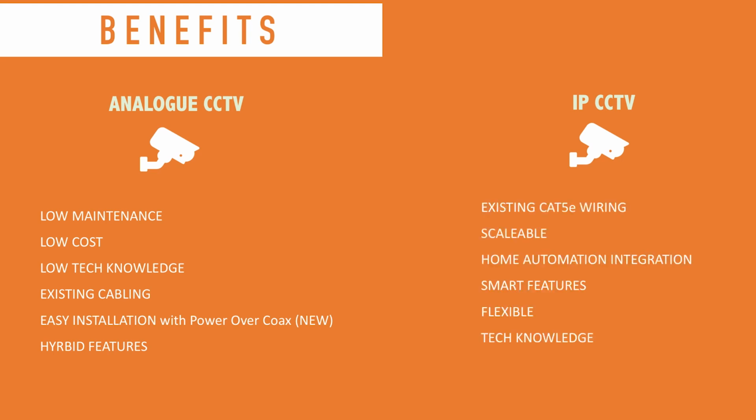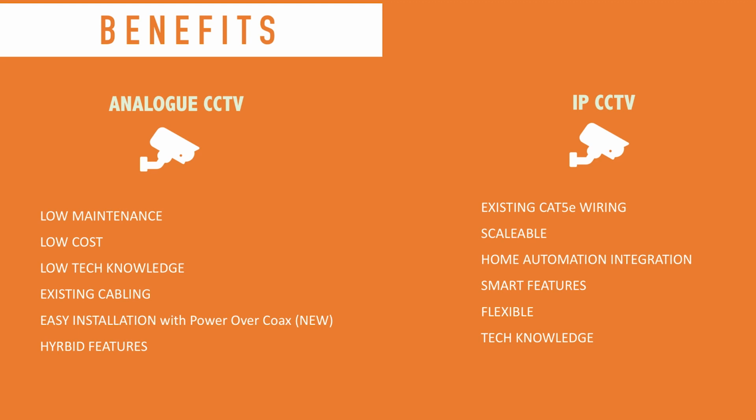Let's go on to IP CCTV. So it works with existing Cat5e wiring if that's what your office or school has. It's a lot more scalable, as we showed in the previous diagram. That means you can add and take away cameras without having to rewire much. You can just use the network infrastructure to do that.